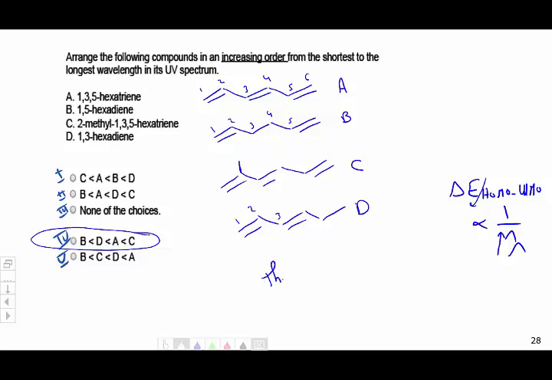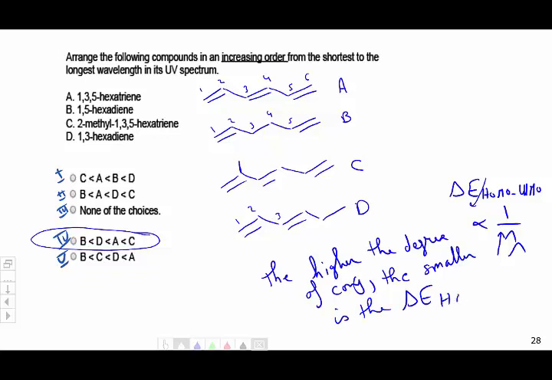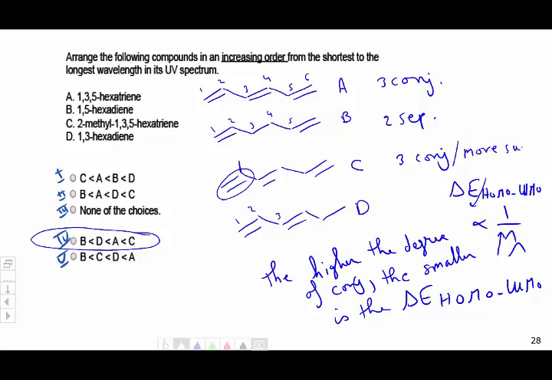So the higher the degree of conjugation, the smaller the energy difference between the HOMO and the LUMO. So in here, 3 conjugated bonds, 2 separated double bonds, 3 conjugated, but clearly one of the alkenes is more substituted, so it is 3 conjugation and it is more substituted than the 2 conjugation.